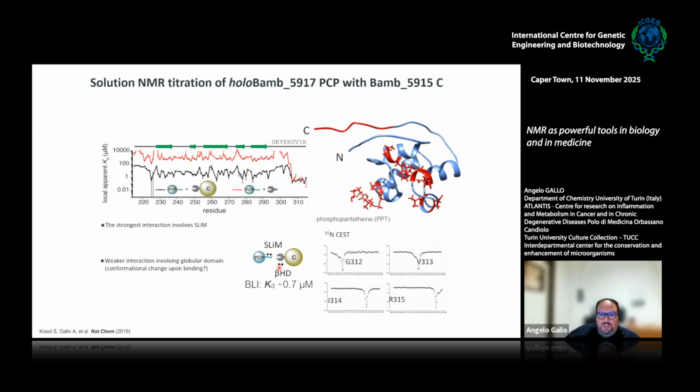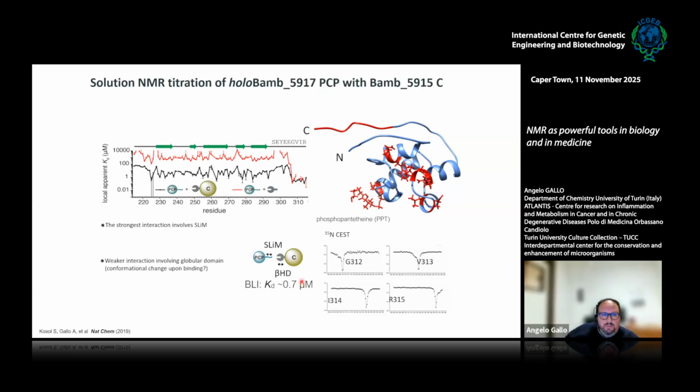We were also able to see, using chemical exchange saturation transfer, which residues and which conformations are available in this case. As you can see, we were also able to evaluate and measure the dissociation constant. That was 0.7 micromolar. So I would say it's a weak interaction involving the globular domain, but it's very tight in terms of the C-terminal.